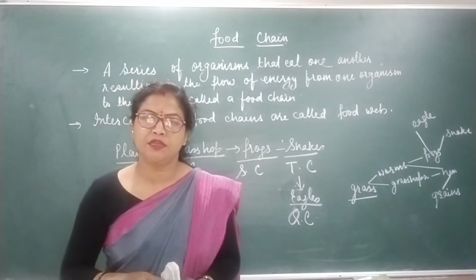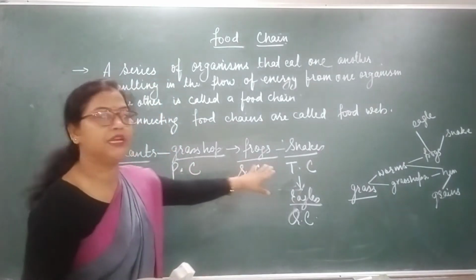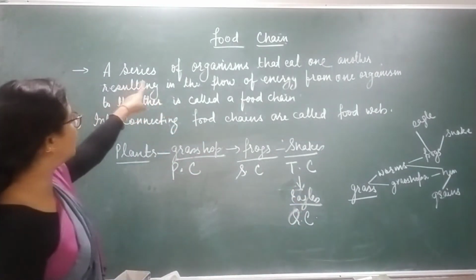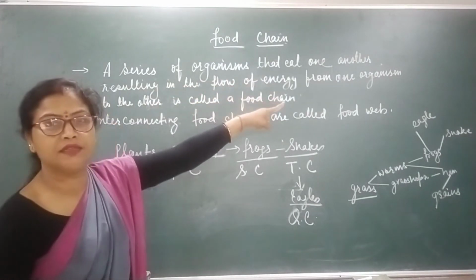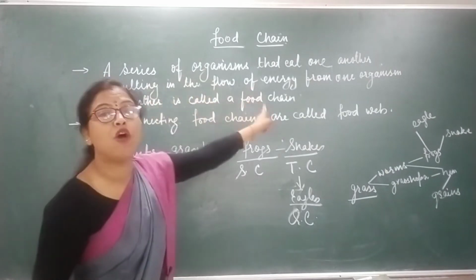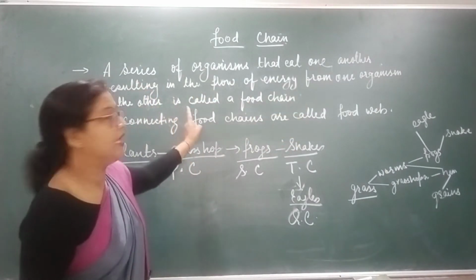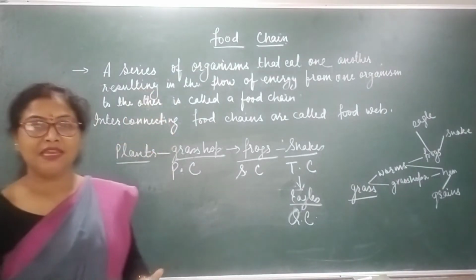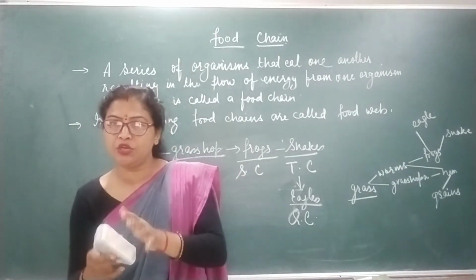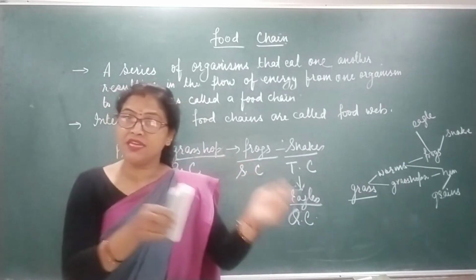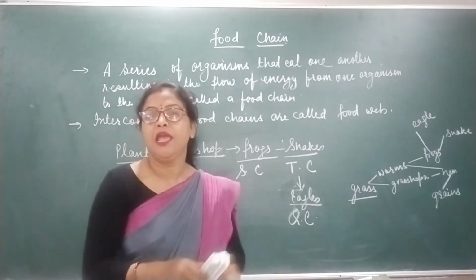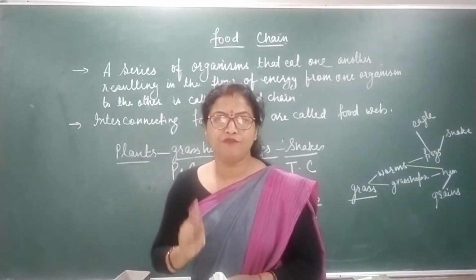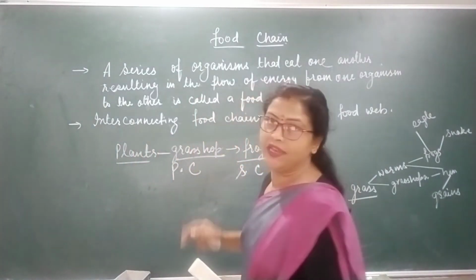So the food chain may consist of two or more consumers. Two to six organisms may combine together and make a food chain like this. Now we can define the food chain as a series of organisms that eat one another, resulting in the flow of energy from one organism to the other. Is this definition correct or not? This definition says that food is passed from one organism to another, and at the same time energy is flowing from one part to another. And always remember, the flow of energy in the food chain is unidirectional.